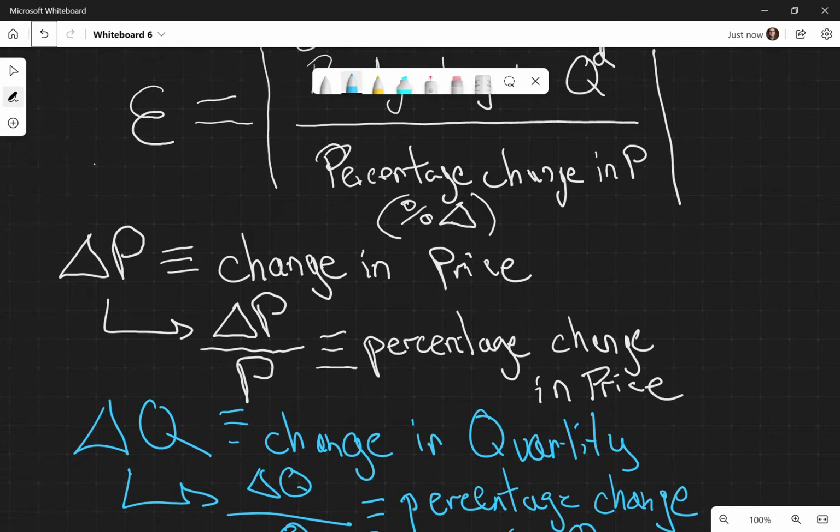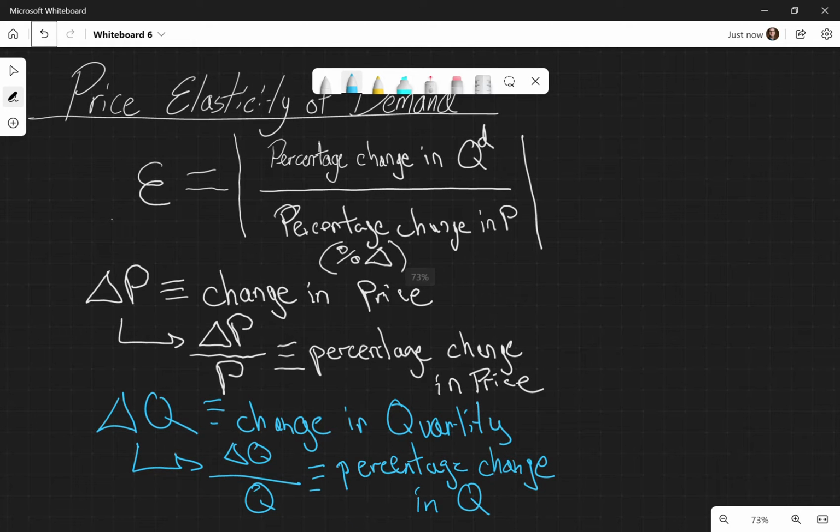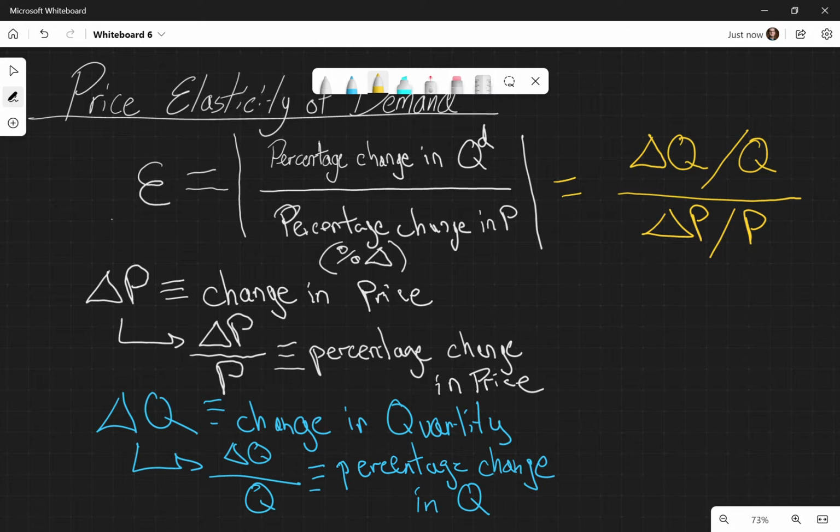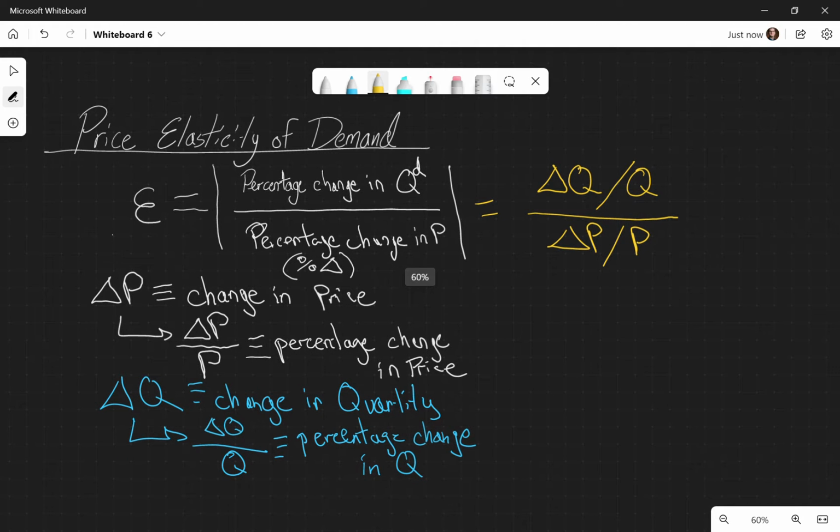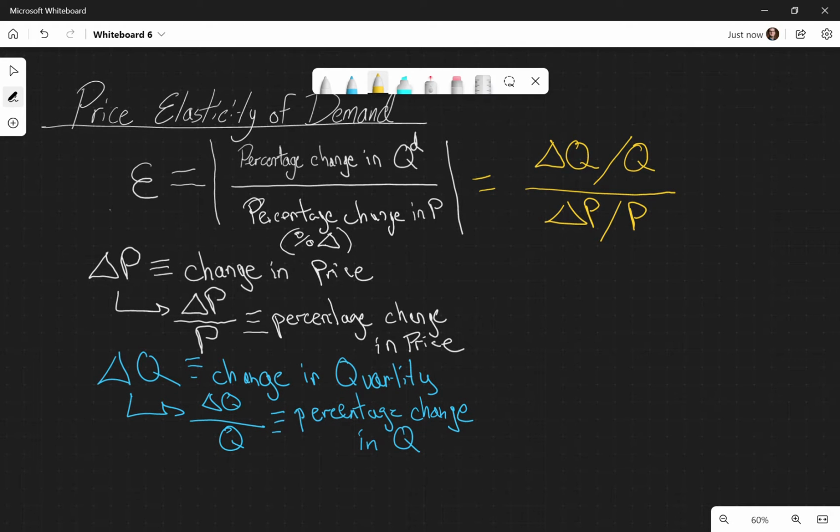So if we wanted to rewrite this, we could rewrite it as the change in the quantity divided by the quantity over the change in the price divided by the price. So there's a reason that we're doing this. Let's look at the graphical view of price elasticity very quickly.